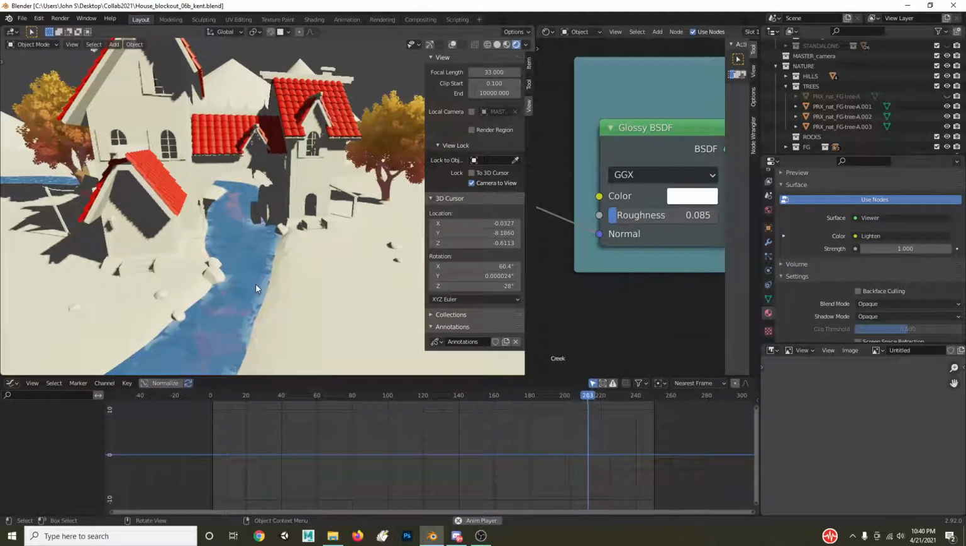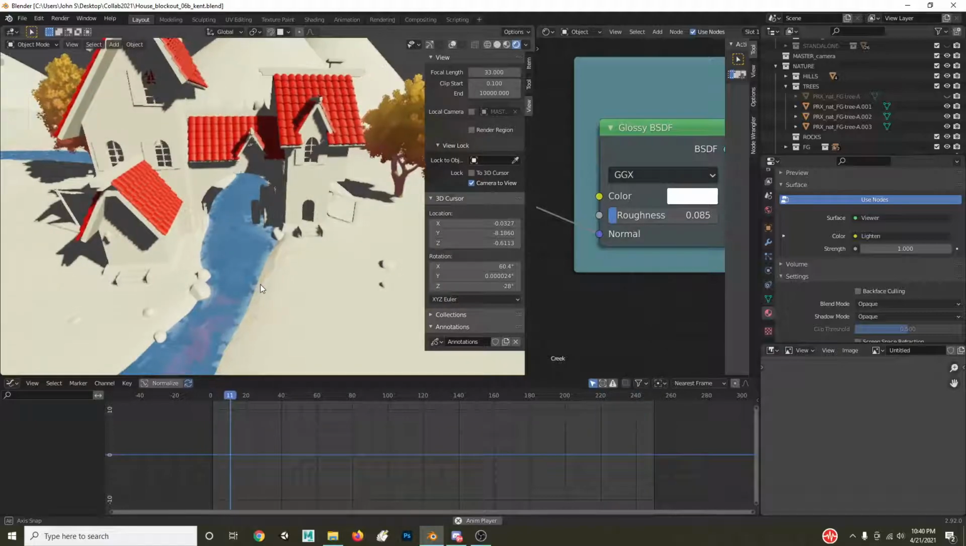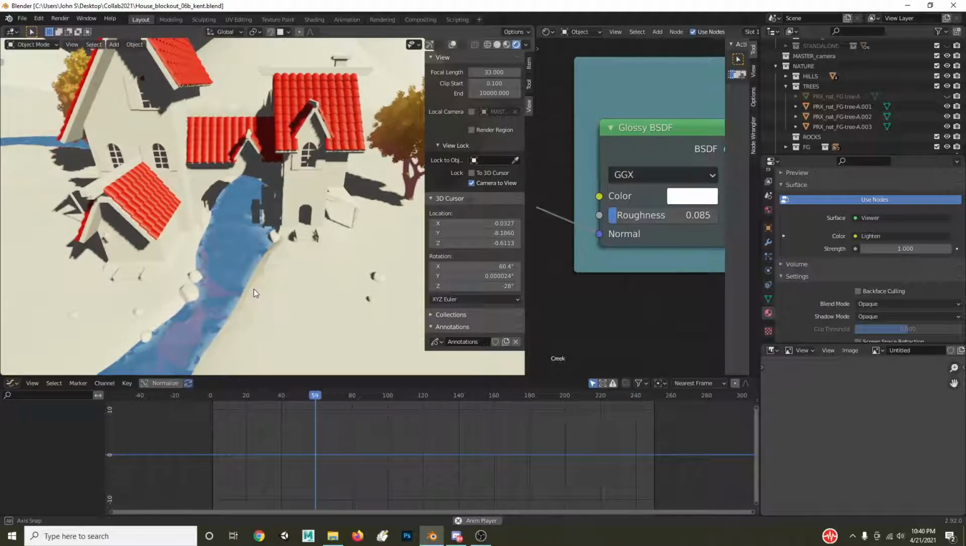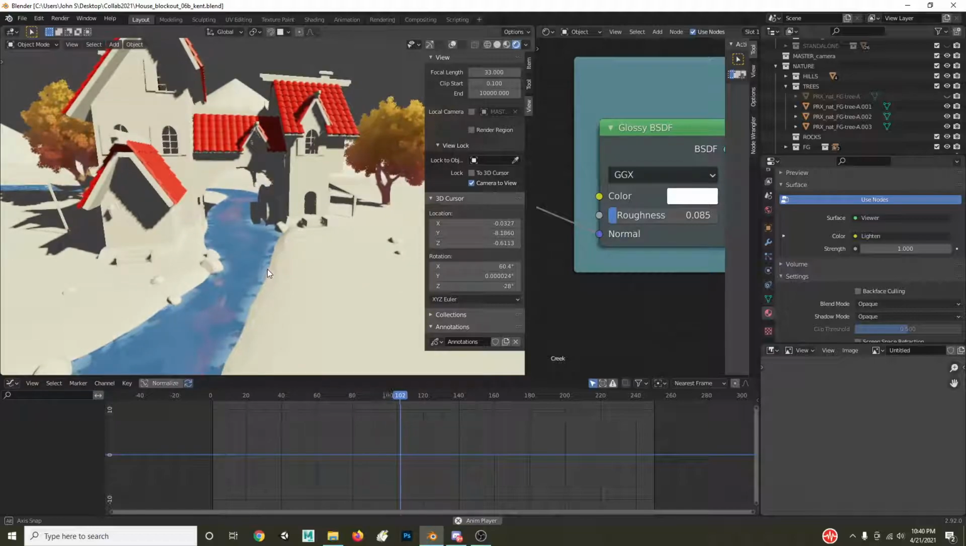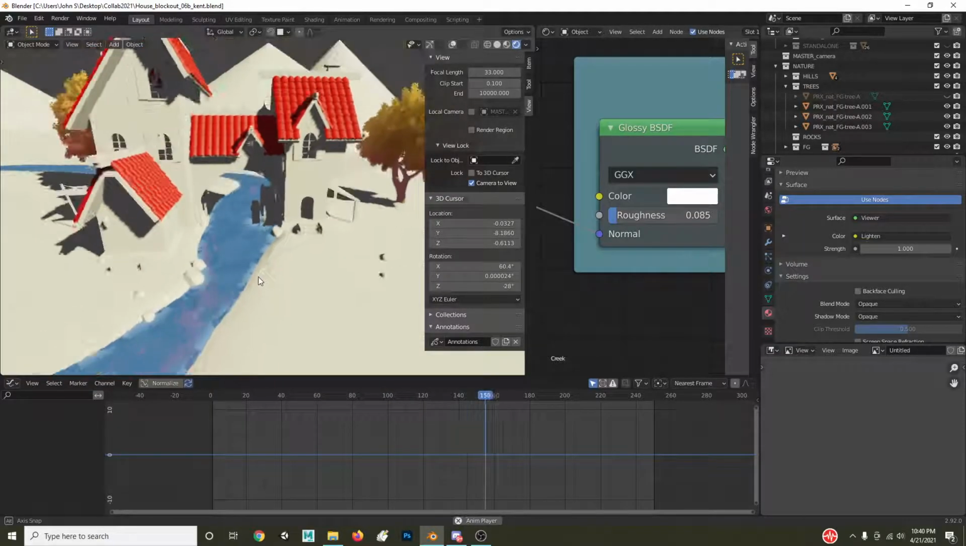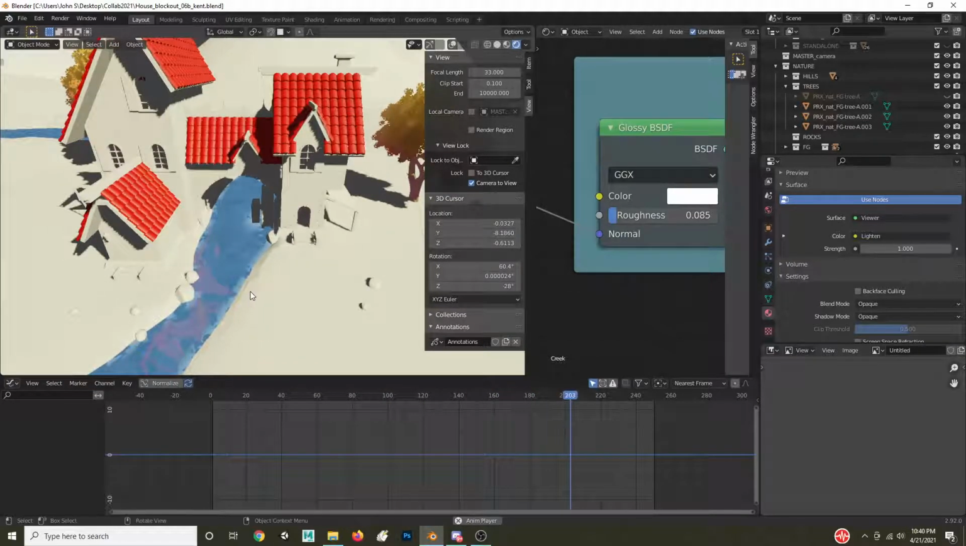I've got my river asset, and I've added reflections, and I'm having a couple of things that I need to troubleshoot, and I'm out of ideas, so I thought I would come ask you guys.